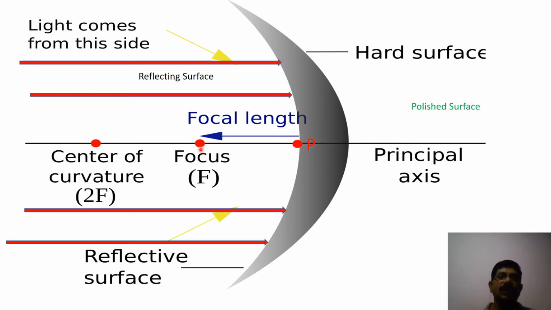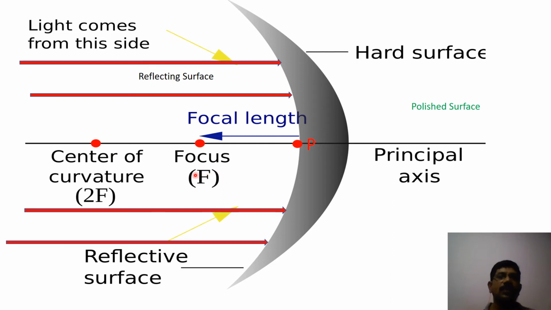This point of convergence. Why am I saying convergence? All the rays are meeting at this particular point on the principal axis. This particular point on which the reflected rays meet is known as, what do we call it, focus, and is denoted by F. So the distance between pole and focus is nothing but focal length. I will define it later.